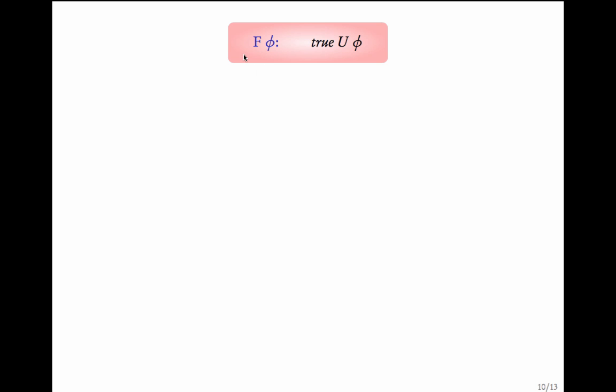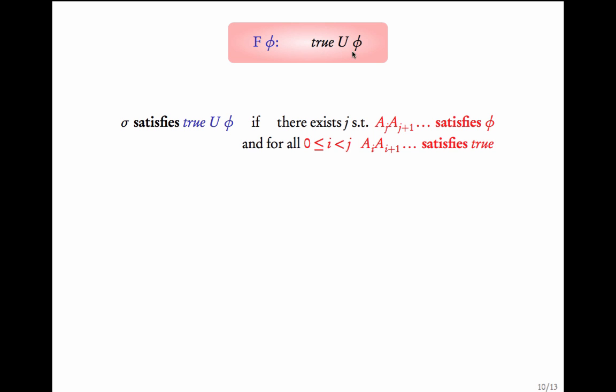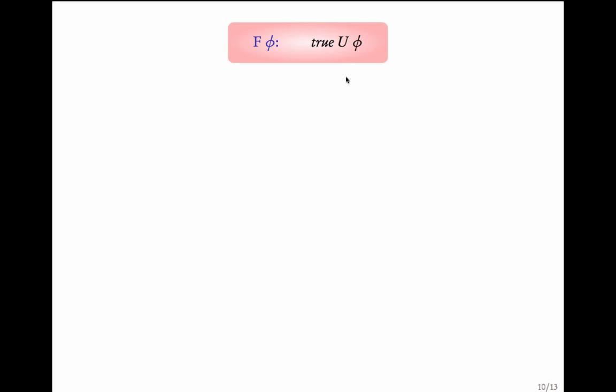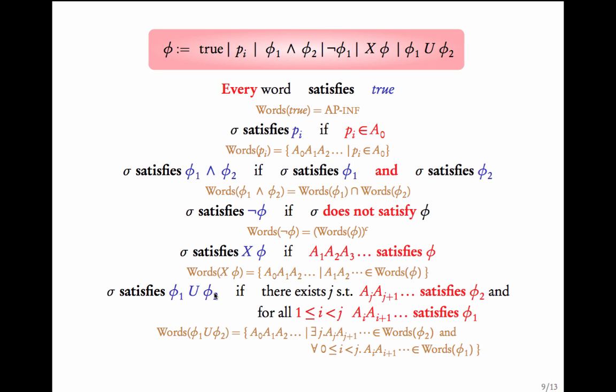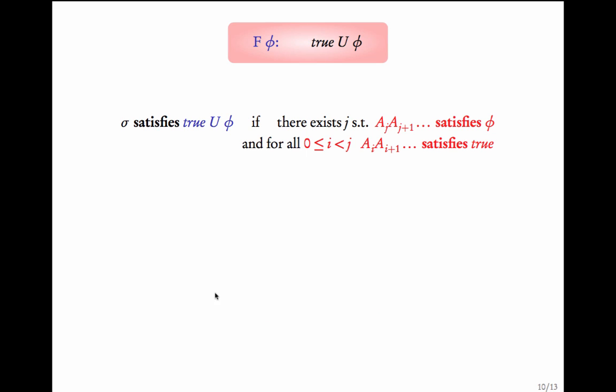Let us now try to write the semantics for f phi. F phi, as we saw, is just true until phi. Sigma satisfies true until phi. When I replace phi 1 with true and phi 2 with phi, you will get there exists a j such that aj plus 1, this word satisfies phi, and for all 0 less than or equal to i less than j, as in for all i between 0 and j minus 1, ai plus 1, this word satisfies true.